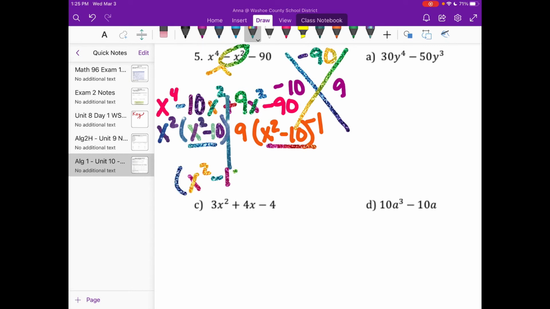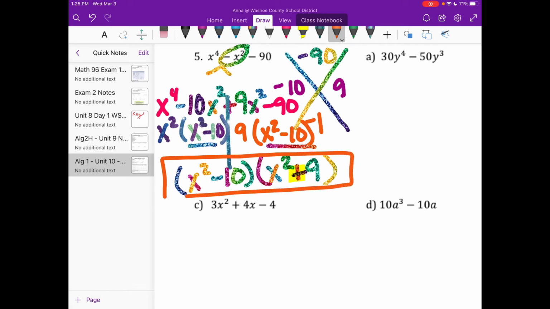My matching goes in 1, so x squared minus 10 and x squared plus 9. Now, I know that there's x squareds, but there's no difference of squares, right? This guy's got a plus, so we can't do difference of squares. I know, I'm sorry. It's all good, though.